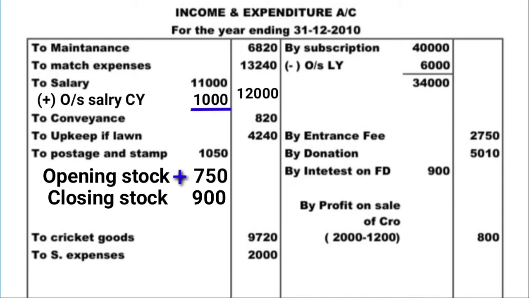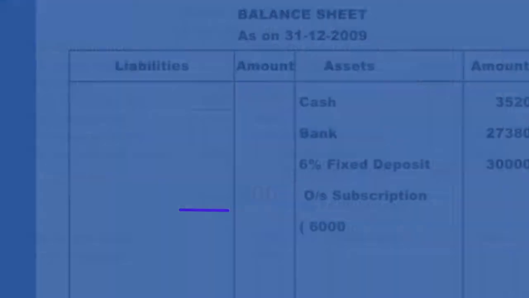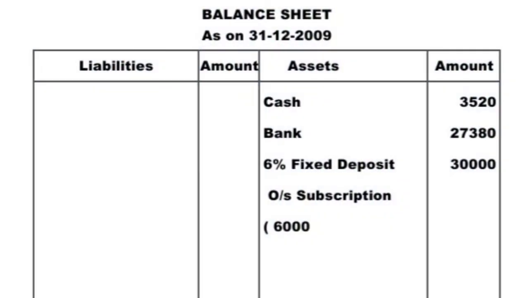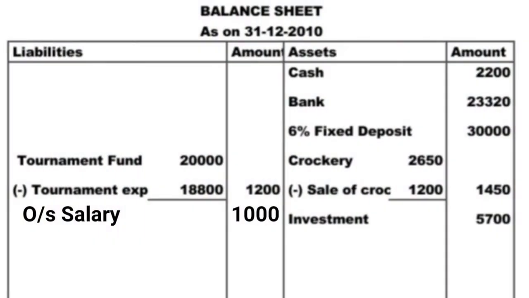Opening stock we will add and closing stock we will deduct, right? And the net figure is 900. This will come in the outer column. And stock is an asset that we need to show in the balance sheet. So in the last year balance sheet, stock of stamp 750, and in the current year balance sheet, stock of stamp 900.